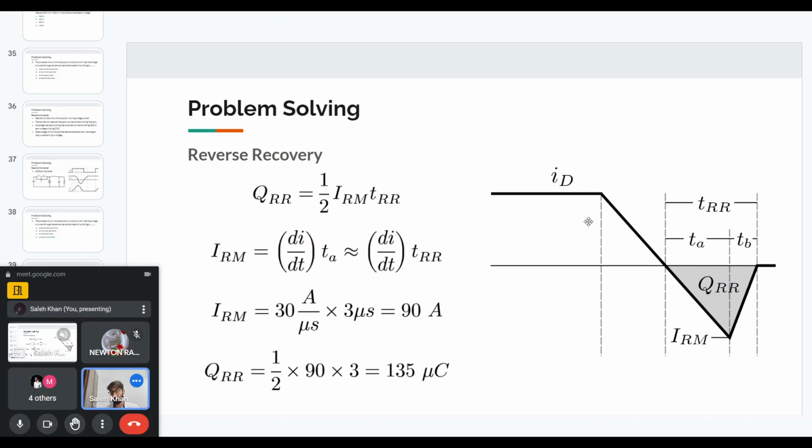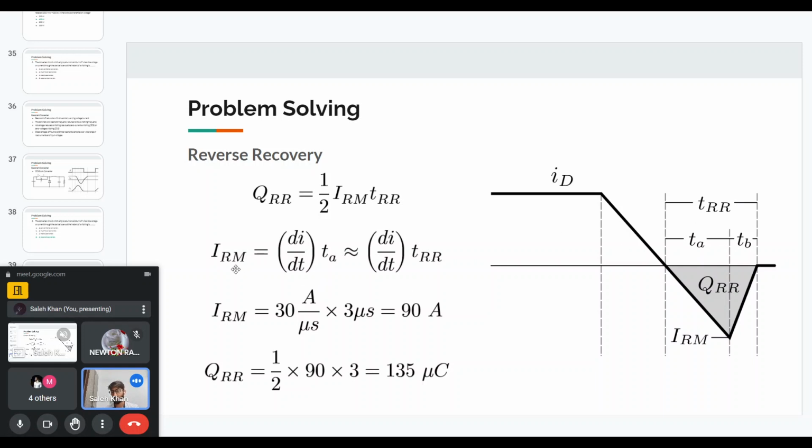So the QRR charge will basically be the area of this triangle. So that will be half of the reverse peak current, the maximum reverse current, times the TRR. And we can find the IRM using the DIDT. So we are not given the TA and TB time separately. So we will just assume that TRR is equal to TA, given that if we assume that TB is very small. So that actually depends on what kind of a diode it is. But because of the limited information given in the question, we will just assume that TRR is equal to TA.